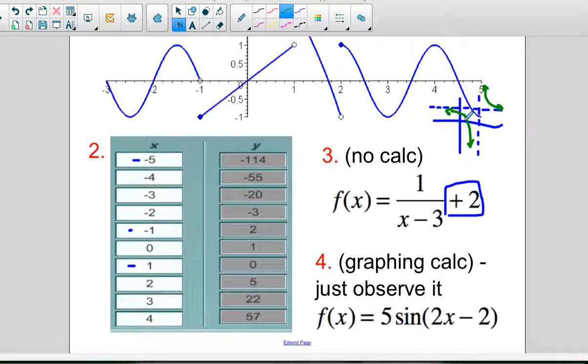Positive and negative position, you have to figure out what this intercept is first. So if you set the whole thing equal to 0, you could find the intercept here and say, okay, if you subtract 2, you get -2 equals 1 over x minus 3.